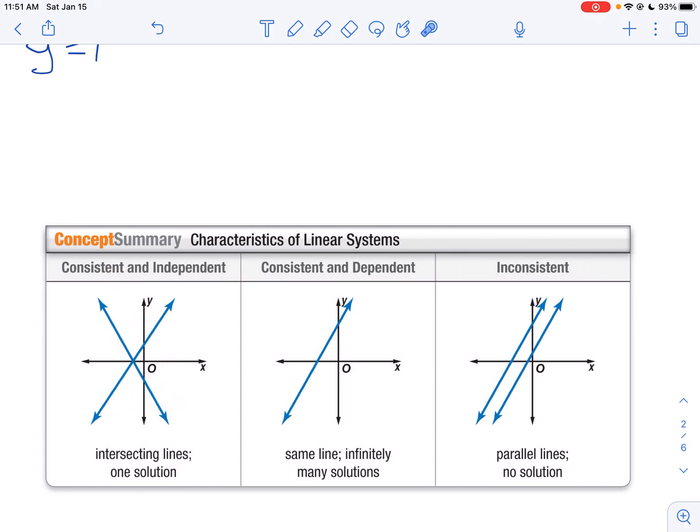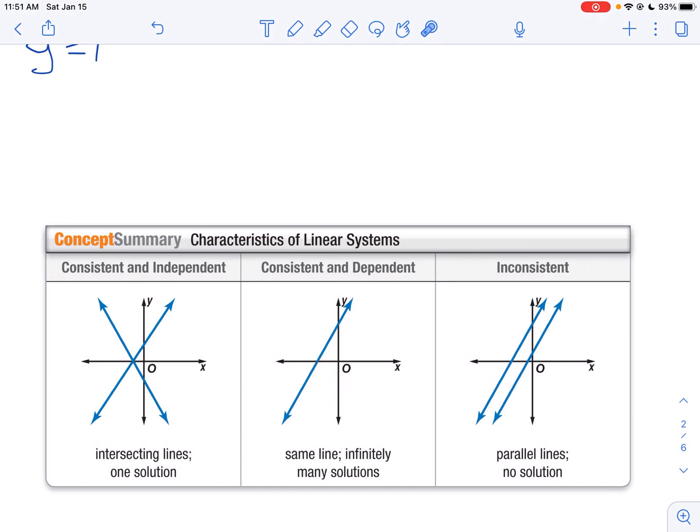If you have a system and you have two lines, but they turn out to be the same exact line, that is, the second line is graphed on top of the first line, we call that system consistent because it has an answer, in this case infinite answers, and it's dependent because one depends on the other.